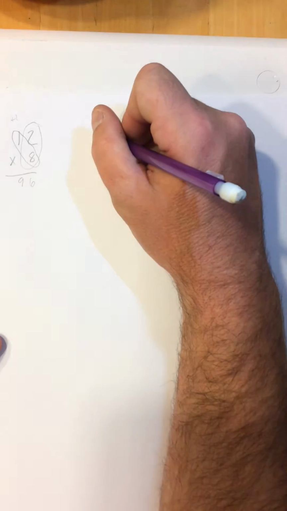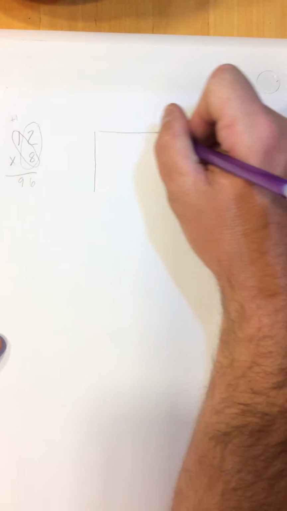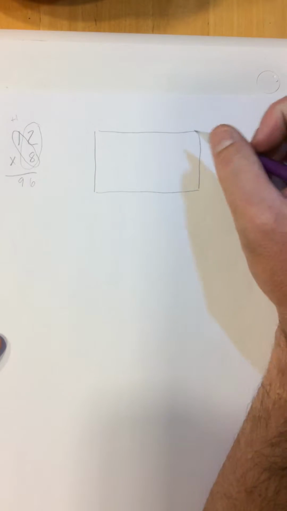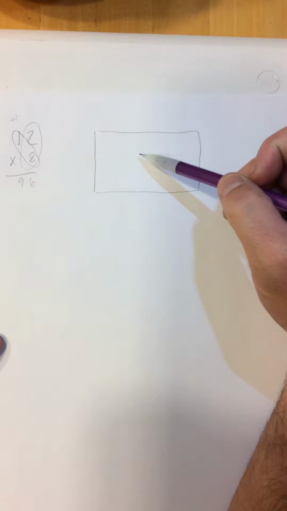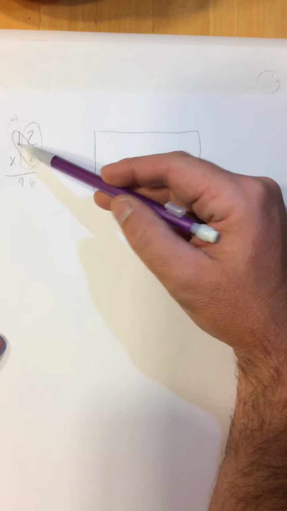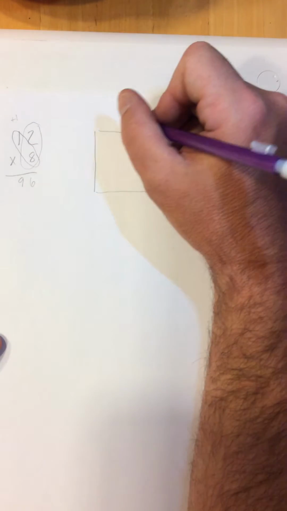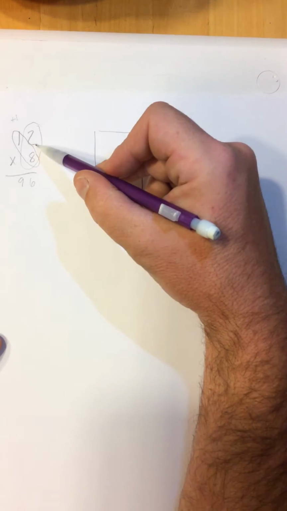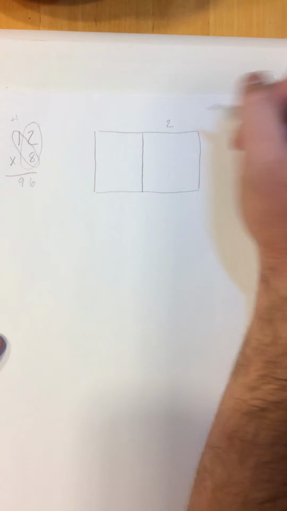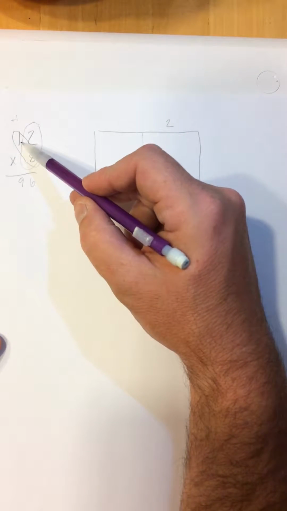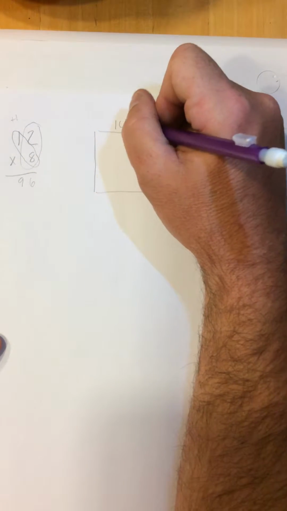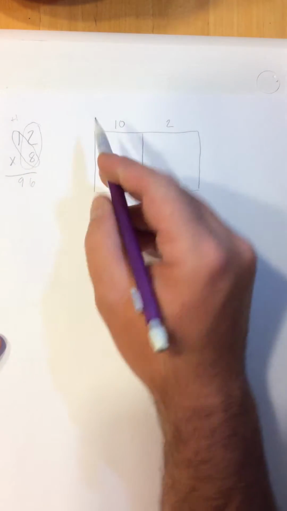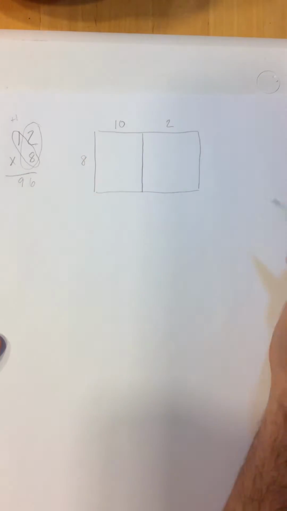To do this using the area model, we're going to draw a rectangle. We're going to look at our numbers that are going to go to the area model. I see that I have two digits for my top number, so I'm going to split my box into two. I have two ones, which is going to go here, and I have 1 ten, which will go over the top here. Using our bottom digit, we're going to put it on the side.